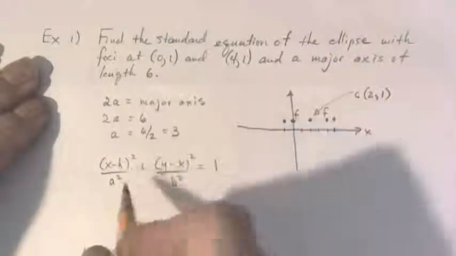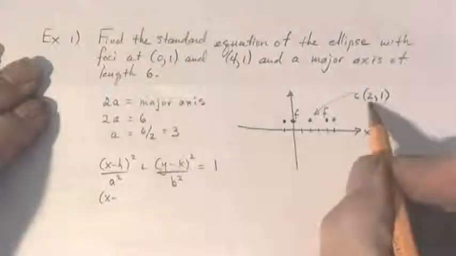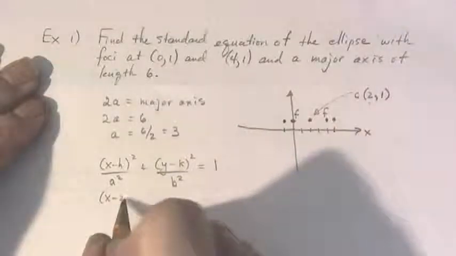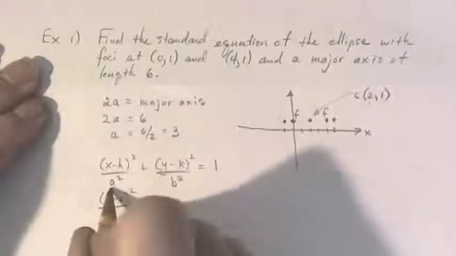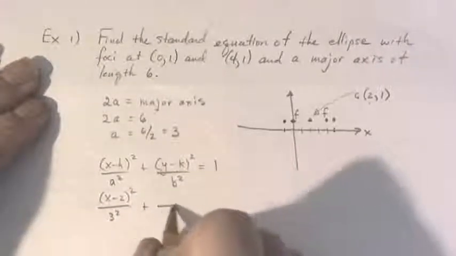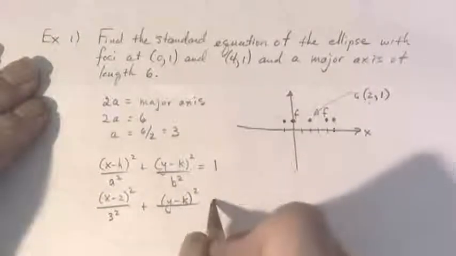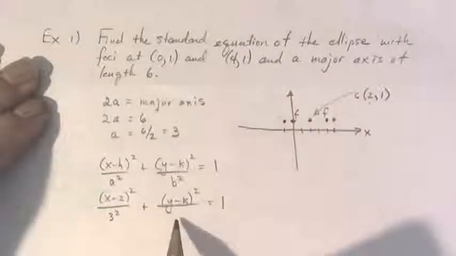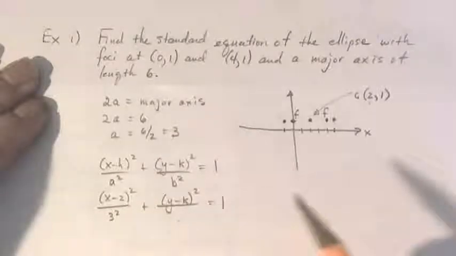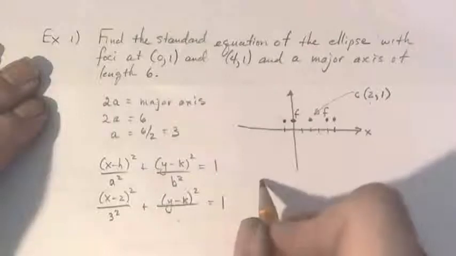All right, let's put in what we know. What we know right now is x minus h, that's a 2. We know the a is a 3. And this gives us (y minus k) squared equals 1. And what we don't know is the b. So we know 2 out of 3 though.